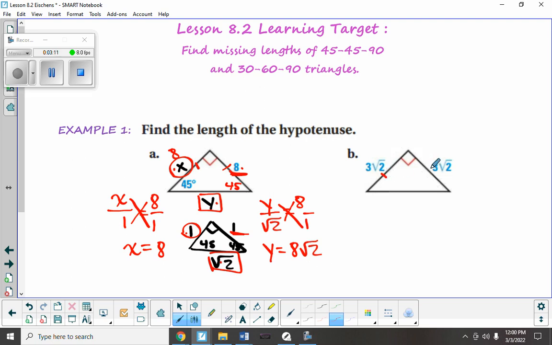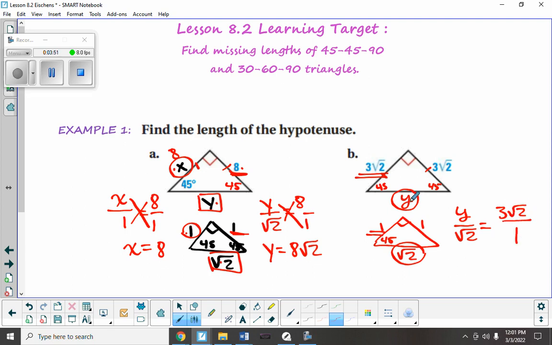These sides are congruent, which means it's a 45, 45, 90. So we have to find the hypotenuse, so we'll just call that y. So again, I'm going to make just a general 45, 45, 90. So the legs are 1, 1, root 2. Just always go back to that basic triangle. So we are looking for y. Well, y corresponds to root 2 in the other one. And then we can choose either set of sides here, legs. So 3 root 2 corresponds to 1.